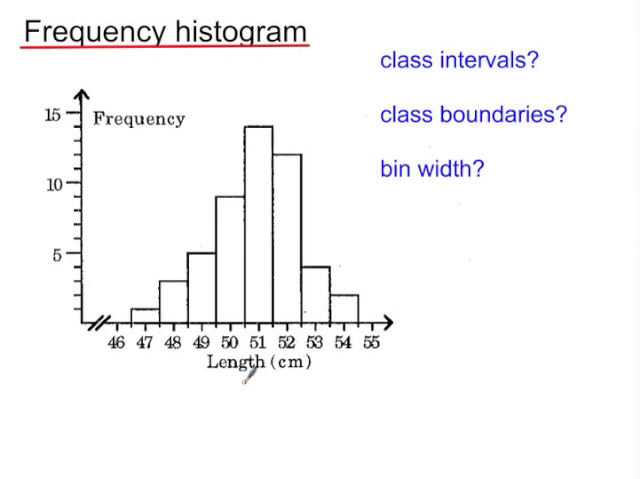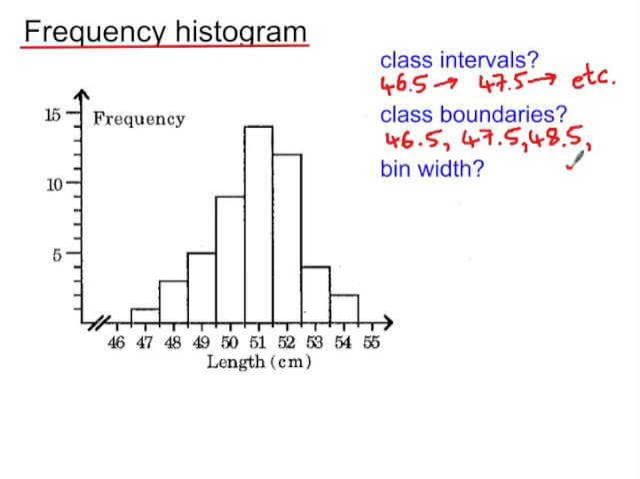So here's that same data for the lengths of babies represented in a frequency histogram this time. We have class intervals from 46.5, 47.5, etc. And the class boundaries are those 0.5 values, the first one being 46.5, then 47.5, 48.5, etc. And we have a constant bin width of 1 centimetre.